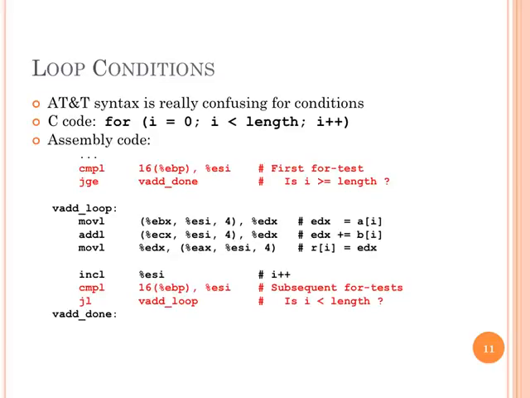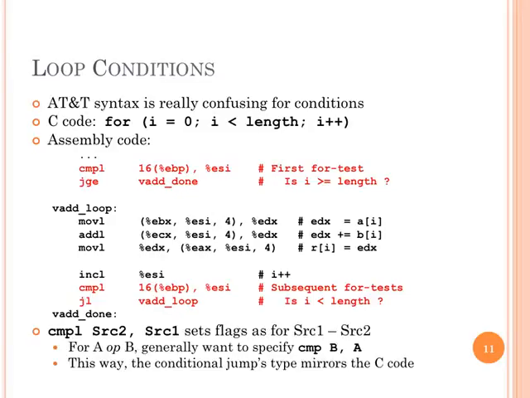So we have these lines, compare 16(%ebp), ESI, compare 16(%ebp), ESI. And you'll notice that I say here in my comments, is I greater than or equal to length? Is I less than length? Well, you'll notice that when I do the compare, I reverse the arguments. And that is for a reason. If I wrote them out the way that I have them in my comparison, then it flips the direction of the operation that I'm performing.